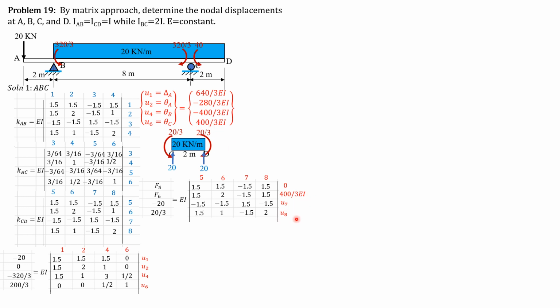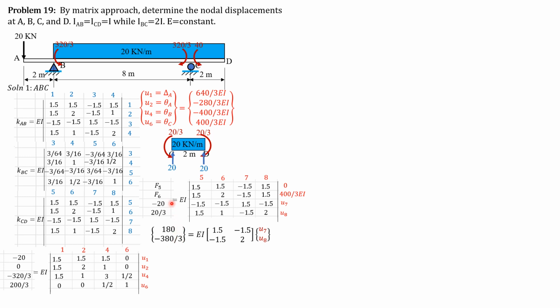Then unknowns U7 and U8, which correspond to delta D and theta D respectively. So by expansion, especially these last two rows, negative 20 plus 1.5 times 0 is still negative 20. Then negative 20 minus quantity negative 1.5 times 400 over 3 becomes plus 200, so 180, and 20 over 3 minus 400 over 3 is negative 380 over 3.